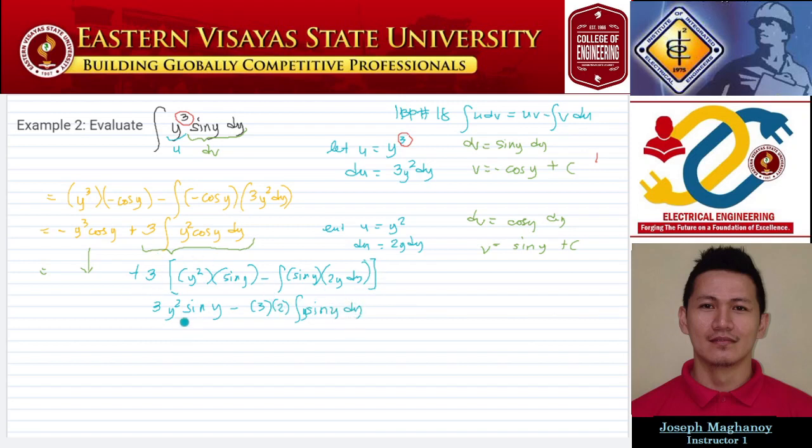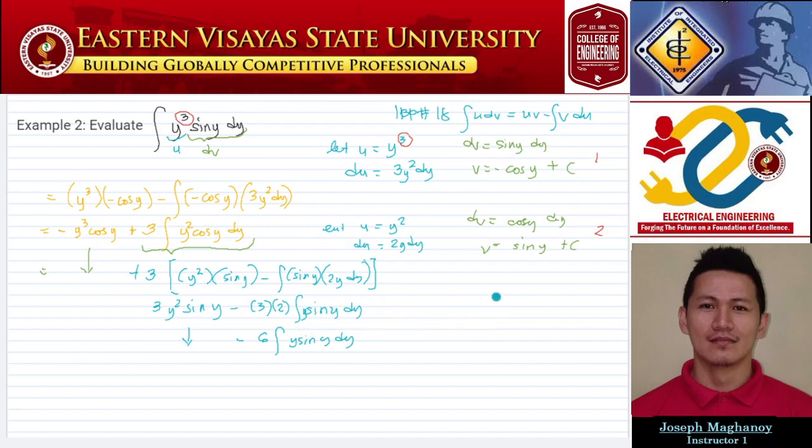Okay, we are okay in our second term. So we still need to again integrate this. So this is our second integration by parts. So we still need to apply since we need 3 integrations. So let's simplify first our last term. So 6 integral of y sine y dy.